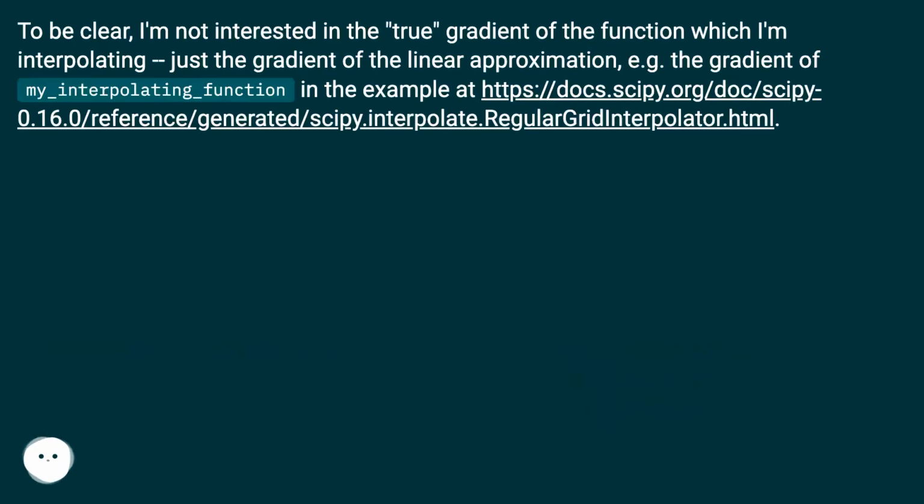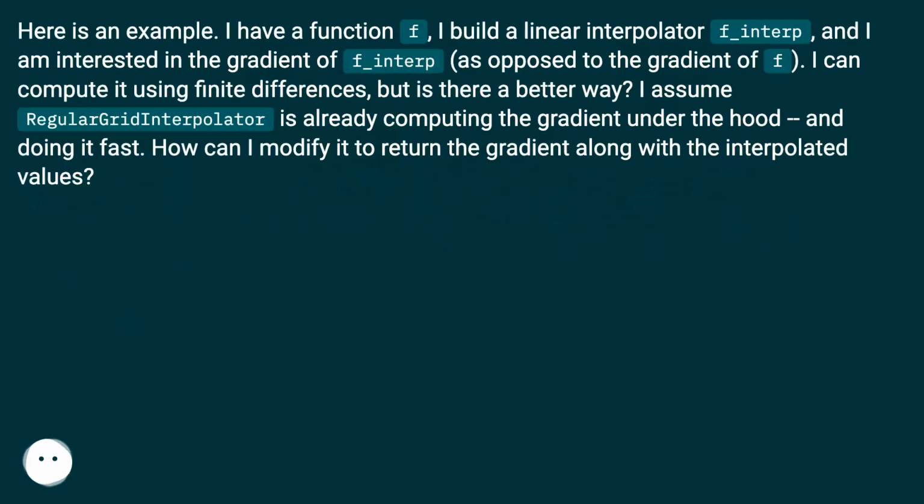To be clear, I'm not interested in the true gradient of the function which I'm interpolating, just the gradient of the linear approximation, e.g. the gradient of my interpolating function in the example at this URL. Here is an example. I have a function f, I build a linear interpolator f_interp, and I am interested in the gradient of f_interp, as opposed to the gradient of f. I can compute it using finite differences, but is there a better way?